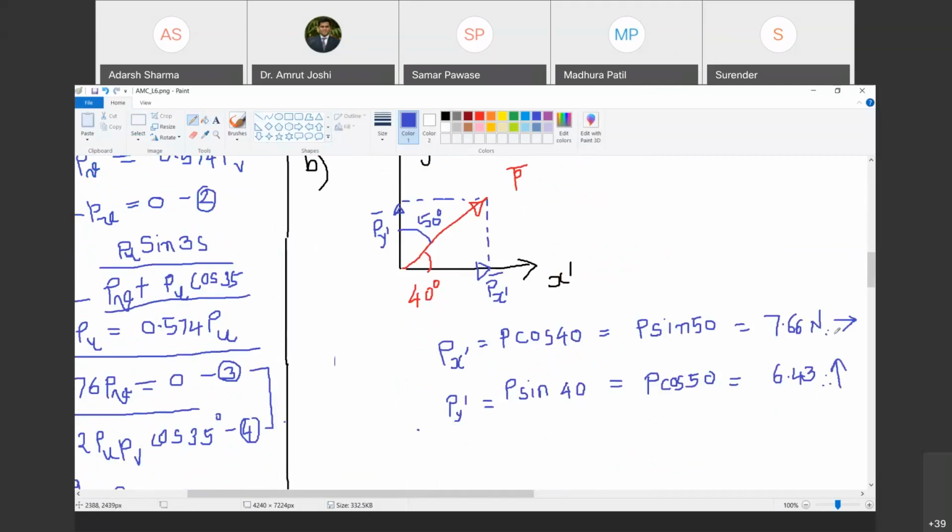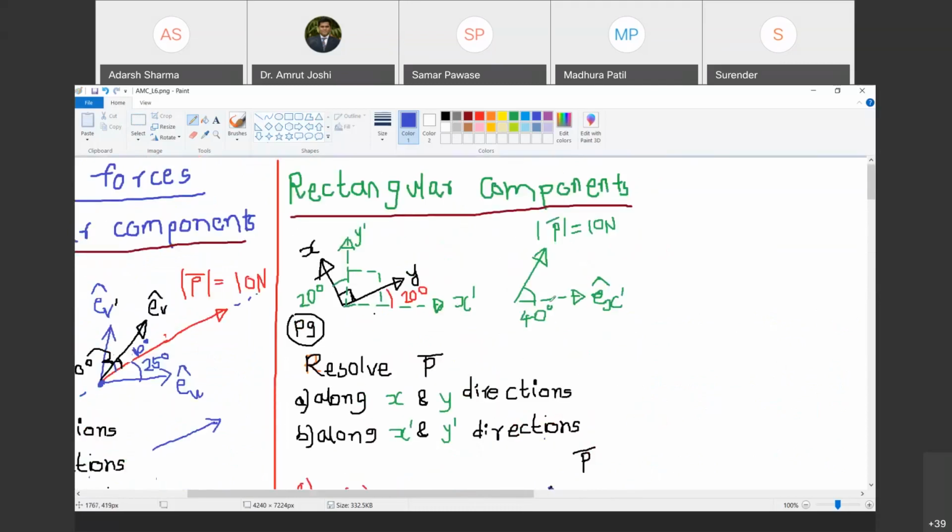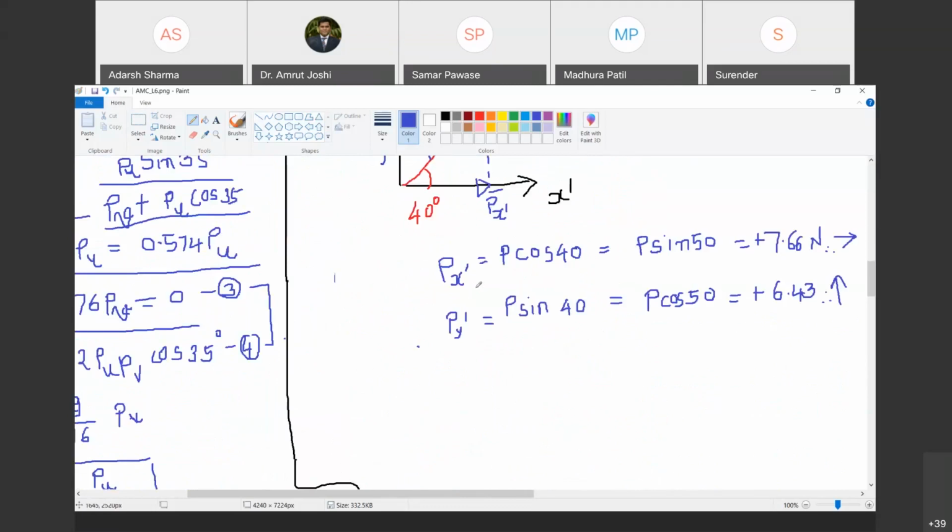Therefore it is up, therefore it is towards right because there is a positive sign. Now ab zara dekho, x dash aur y dash mein closer kaun sa hai? x dash, because y dash is at 50 degree, x dash is at 40 degree to P. So therefore obviously Px dash has to be more. That has come to be more, but Py dash also will not be very small in comparison with Px dash because angle ka difference kam hai, 40 or 50 degree hai. Are you with me? Yes, sir. So everything fits intuitively correct.